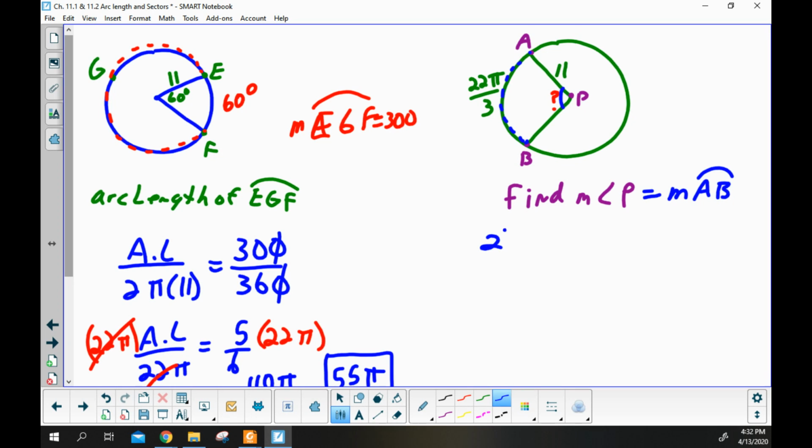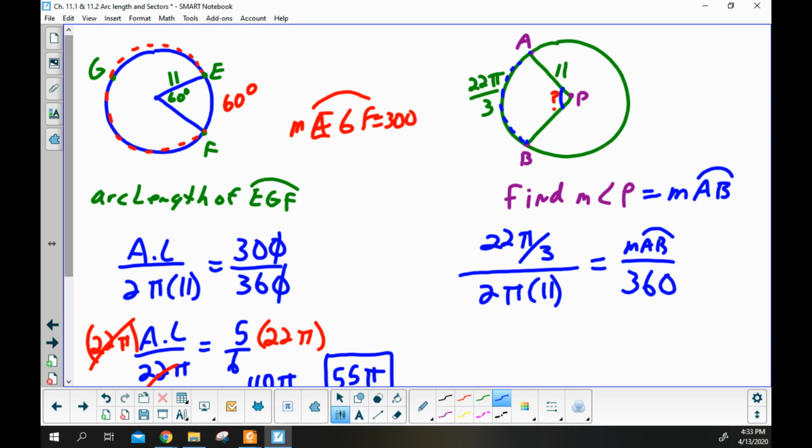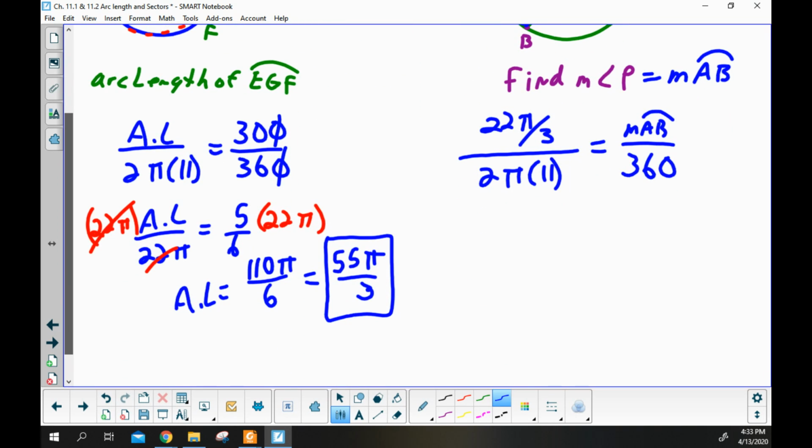We know that the arc length is 22 pi over 3. We know the circumference, well, we know the radius is going to be 2 pi times 11. And then that's going to equal the measure of arc AB over 360. So really, guys, we're solving for the measure of arc AB here. So if you think about it, that's 22 pi over 3 divided by 22 pi. Well, guess what happens there?